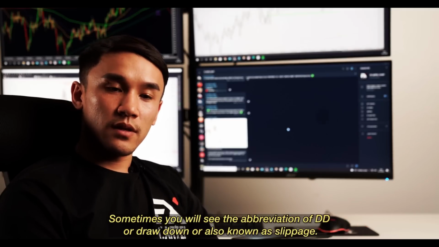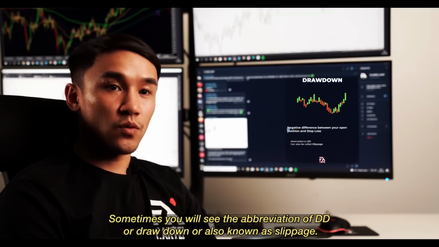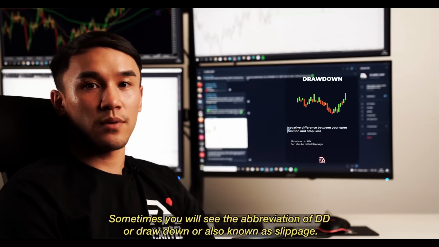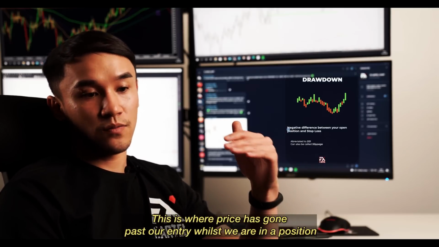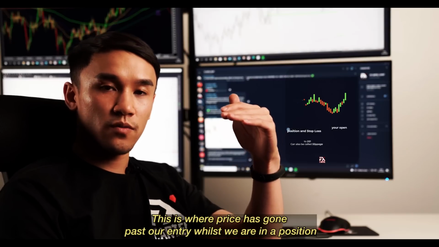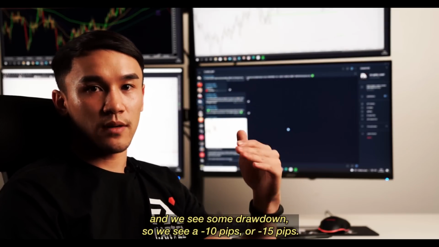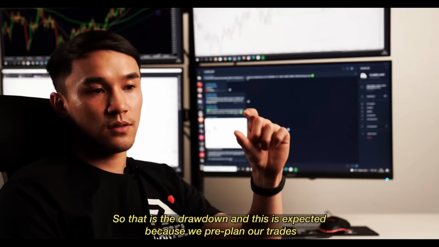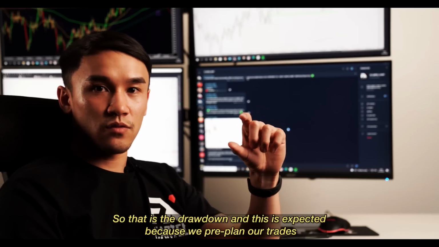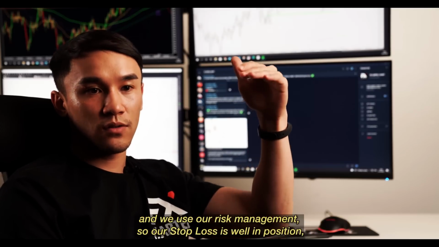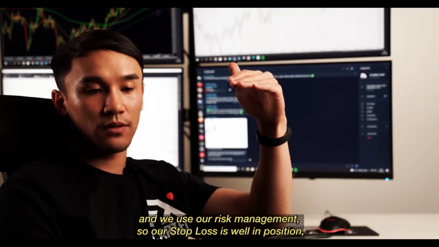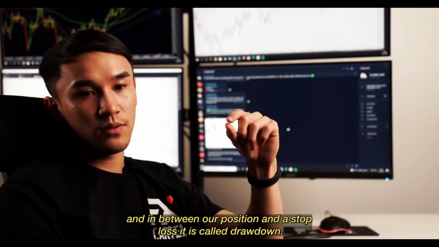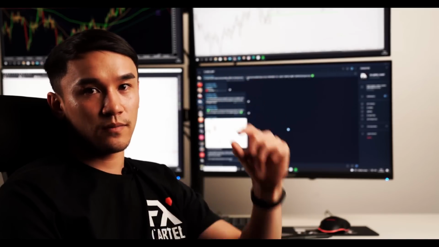Sometimes you will see the abbreviation of DD or drawdown, also known as slippage. This is where price has gone past our entry whilst we're in a position and we're seeing some drawdown, so we're seeing minus 10 pips or minus 15 pips. So that is the drawdown, and it's expected because we pre-plan our trades and we use our risk management, so our stop loss is well in position, and the space between our position and a stop loss is called drawdown.